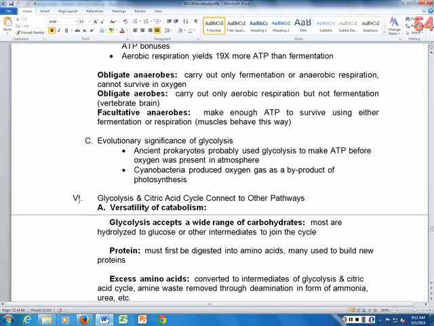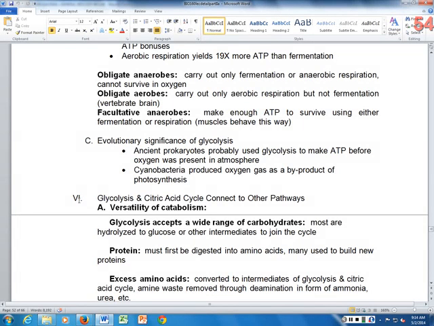So evolutionary significance of glycolysis. It's thought that the ancient prokaryotes probably used glycolysis to make ATP before oxygen was present in the atmosphere. Once we started having the cyanobacteria that were able to produce oxygen gas as a byproduct of photosynthesis, then we had oxygen in the atmosphere and we would have developed the aerobic metabolism. But there was no aerobic metabolism before there was oxygen in the atmosphere.